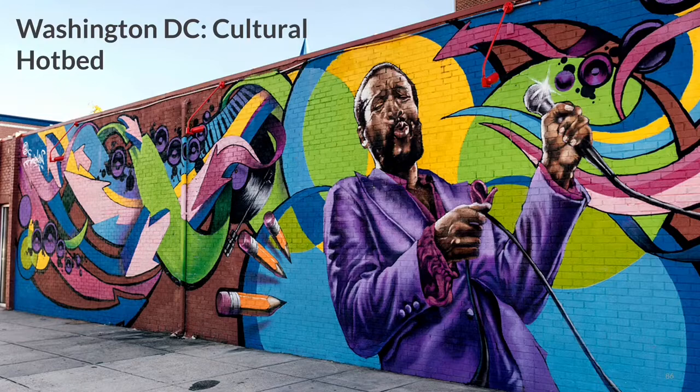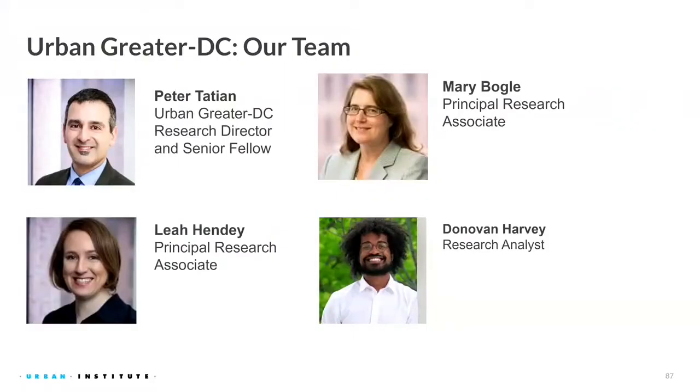However, the diversity that has undergirded DC's cultural production is increasingly under threat. Since 1970, DC has lost over 200,000 Black residents. And with that and other challenges, Urban Greater DC was formed with a charge to use data to inform the efforts of decision makers to solve our region's most pressing challenges.